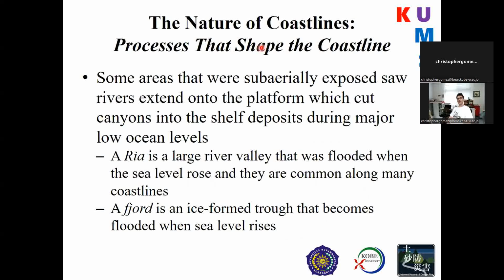So some of the areas that were sub-aerially exposed, for instance, rivers extended onto the platform, which cut canyons into the shelf, depositing during major low ocean level. So when you look at your map, let's say after this lecture, you're going to have a look at your favorite Google Maps, Google Earth, and you look underneath the water. This is not usually where we go when we look at Google Earth. You're going to see the continuation of rivers underneath the water.